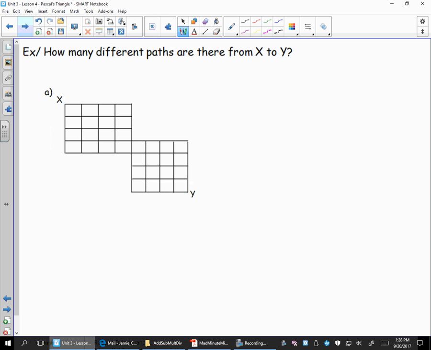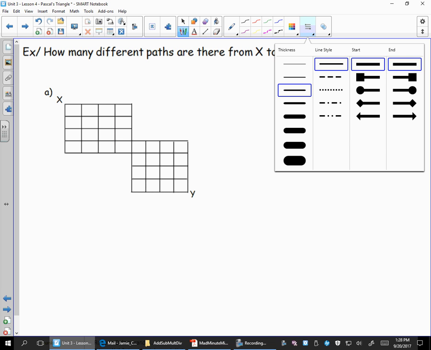Let's take it to the next stage. What if we actually have physical paths? Well, it's the same idea. In our picture, we have a starting point, we have an ending point. We want to go directly from one to the other, so we can't loop around and around and around, because that's an infinite number of paths. But I can figure out how many paths there are by using the idea of Pascal's triangle.